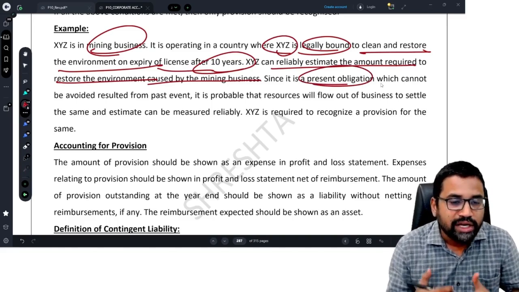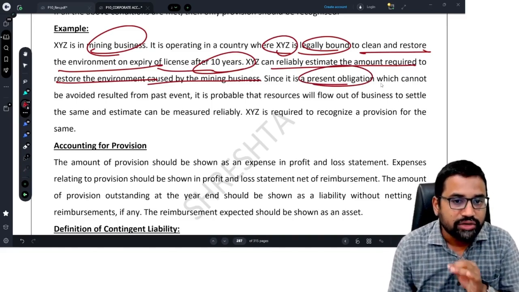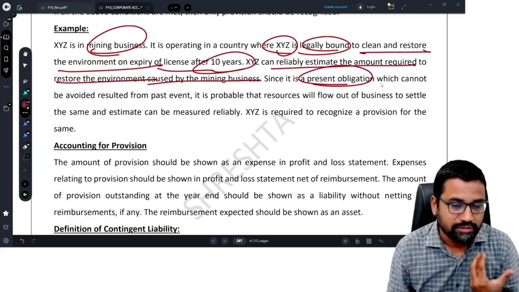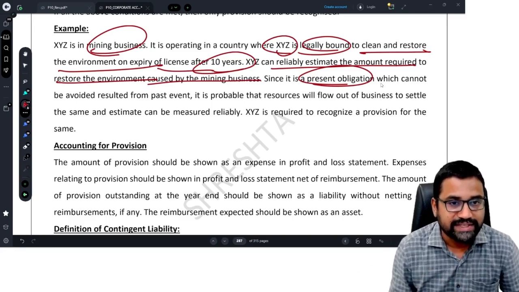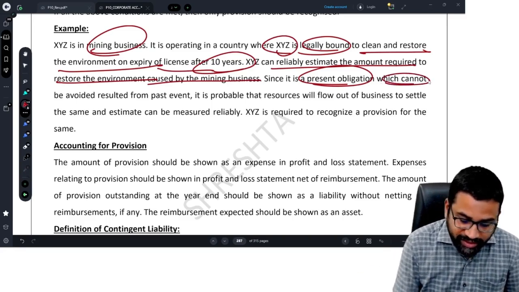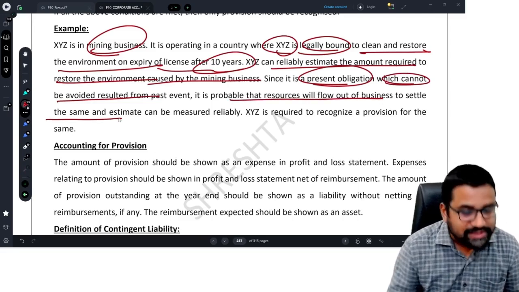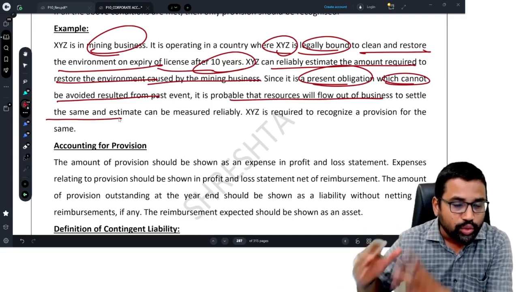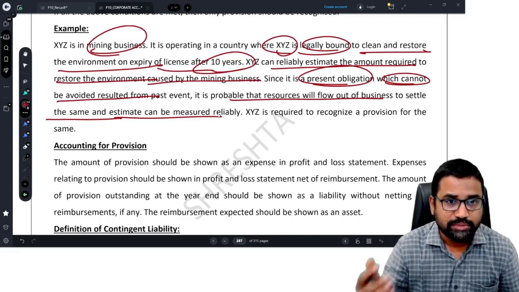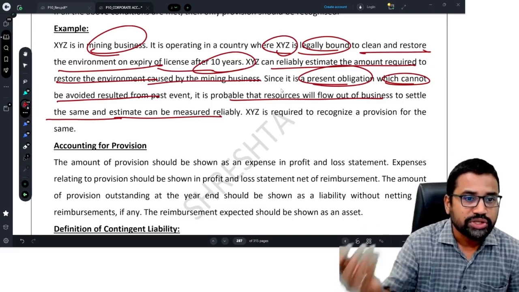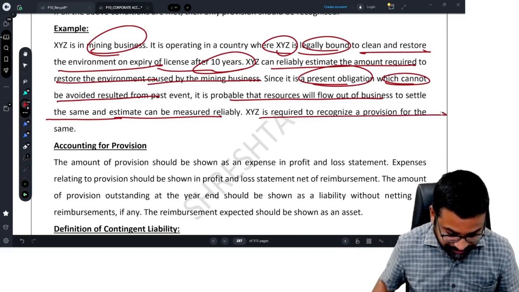Yes. See, the moment you started mining, there is a legal obligation on you. According to the laws of that country, you have to restore it back to its original position whenever you are leaving, whenever your mining is completed. So you cannot avoid it. It is probable that resources will flow out of the business to settle the same. Definitely, to clean that, to restore it, you have to incur some expenses. And estimations can be measured reliably also. In the example itself, they said how much, so we are able to make a reliable estimation. Therefore, you create a provision.